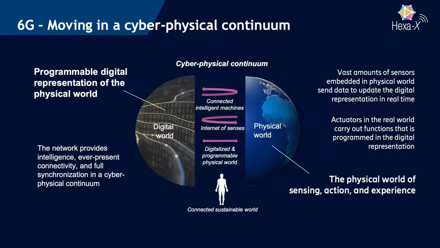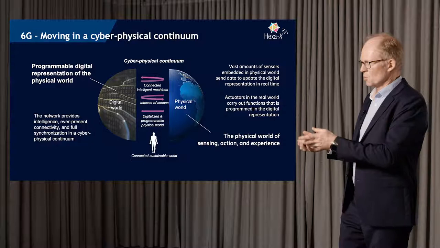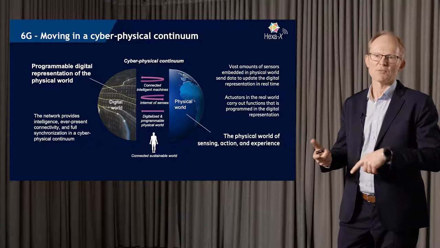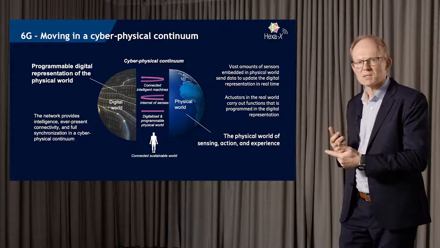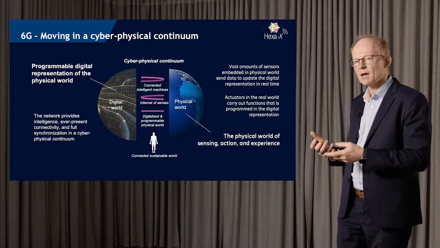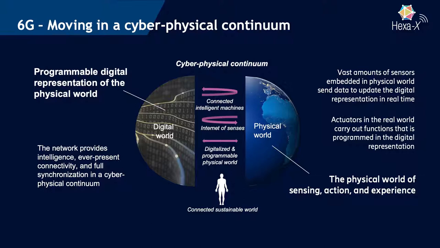And if you pull this apart a little bit and look at the intersection between the physical world and the digital world, you realize that there is a lot of connectivity needed across that interface. So we will have the connected intelligent machines that will need to communicate to each other and to their digital twins. We will have the Internet of Senses, where we will have these immersive experiences, and that will also be truly dependent on the fact that we need a digital representation for the spatial mapping and everything for these services to be a good experience. And the synchronization between the physical world and the digital world is really dependent on the fact that we are able to have the fully updated digital representation of the physical world.